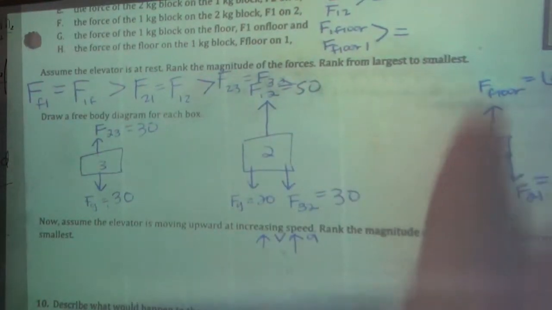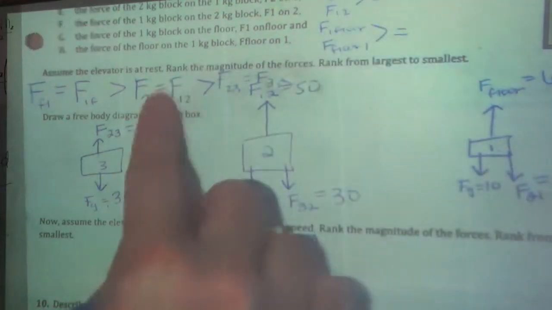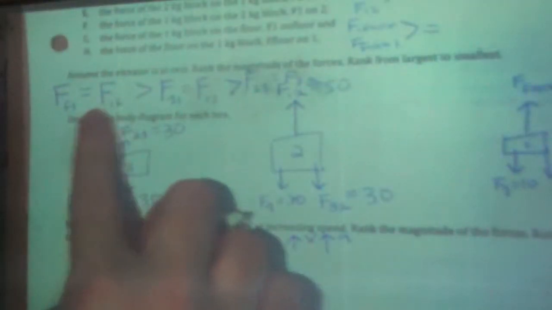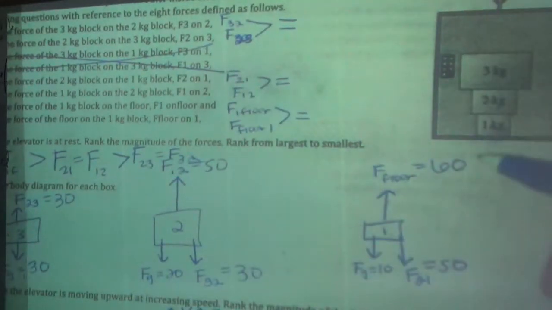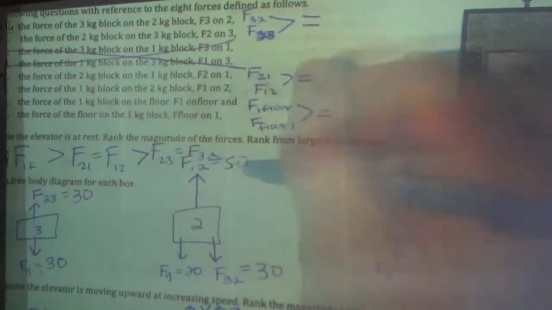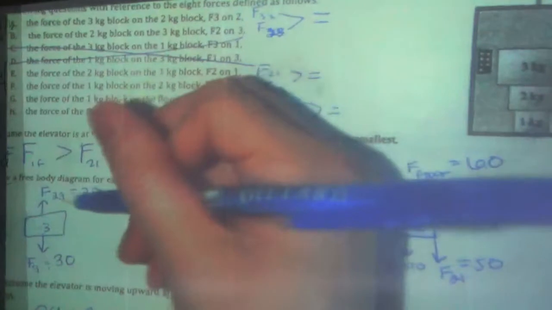These 2 have to add up to even more than that, but our ranking actually hasn't changed. So this is still the same because no matter what, these 2 have to equal each other, these 2 have to equal each other, these 2 have to equal each other. And if the boxes are accelerating, well, now this is more than holding up all of the weight. It's more than the 60. This is more than holding up the weight of the 2, the 50.